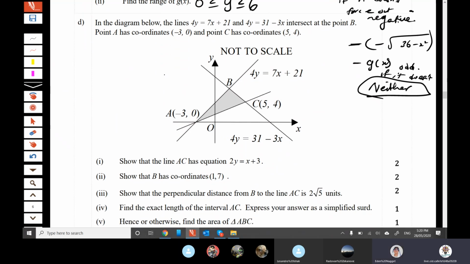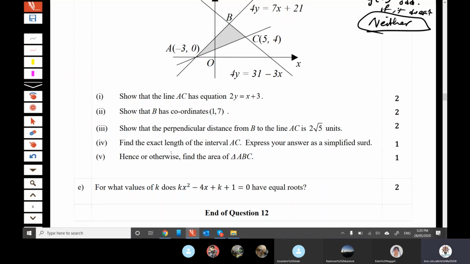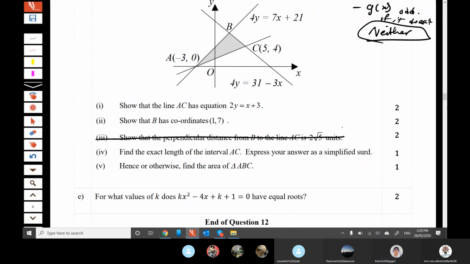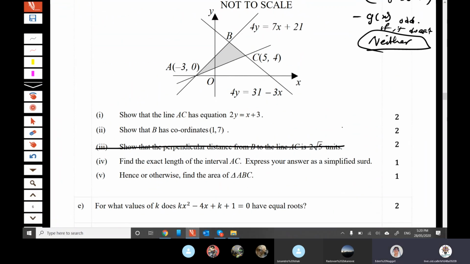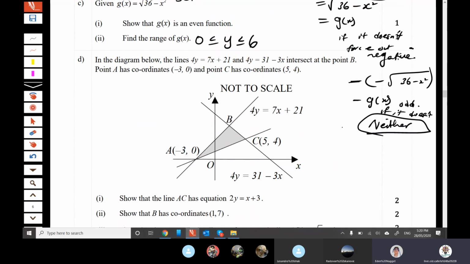Cartesian is in it, except perpendicular distance is not. So let's do the first bit. Okay.